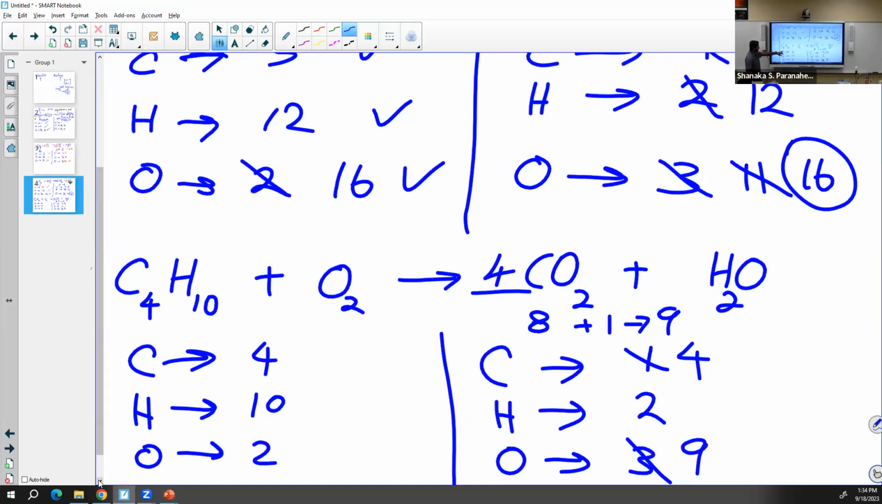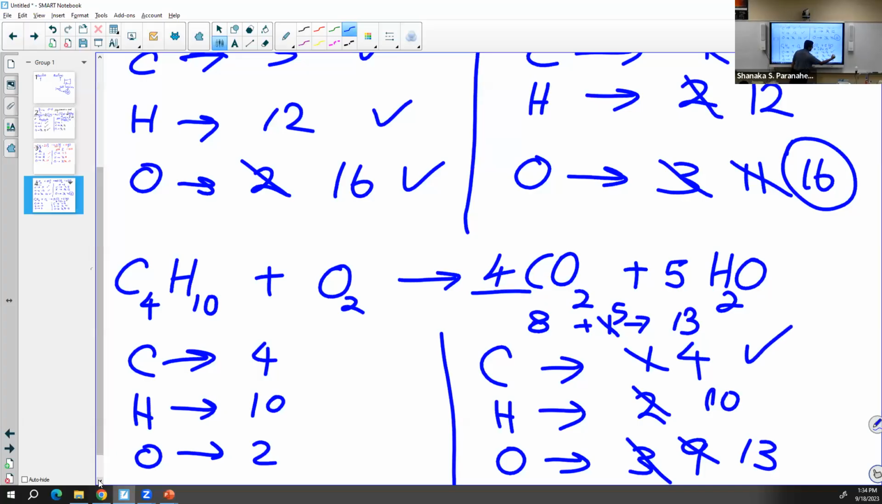9 oxygen. So there are 8 oxygen in 4 carbon dioxide plus 1 water molecule. So altogether 9. The next one, number of hydrogen. So it's 10. So we can change that number here. It's going to be 5. Okay. So then this one changes into 5. 8 plus 5, 13. That's the new number of oxygen. 13. So we have the correct number of hydrogen. 5 times 2 is 10.